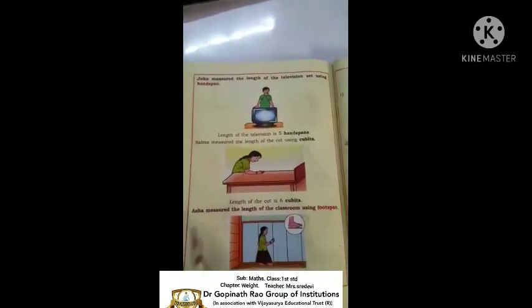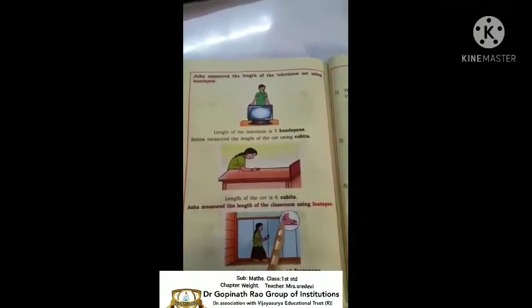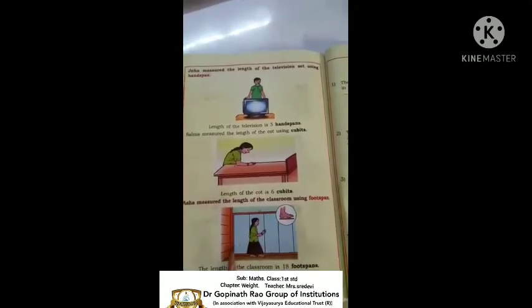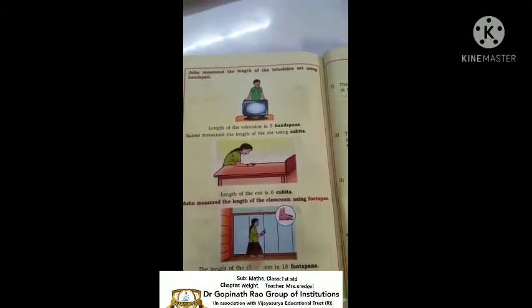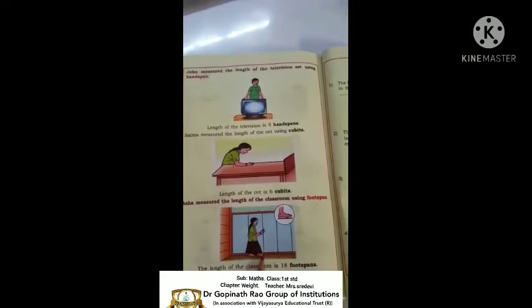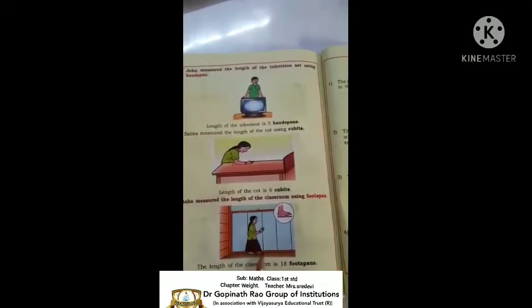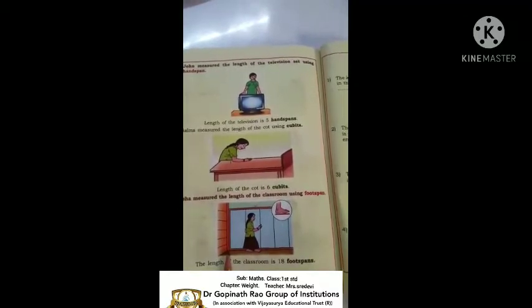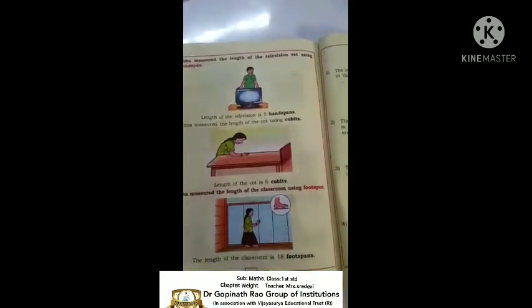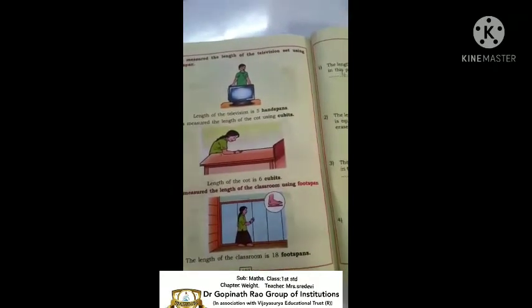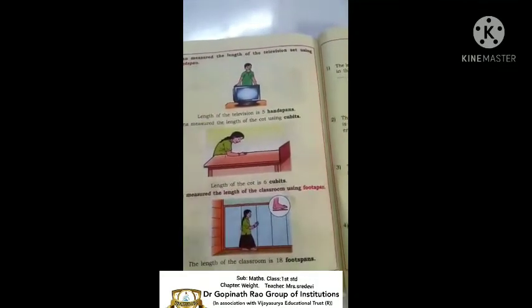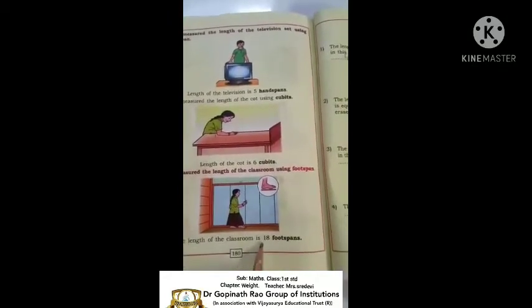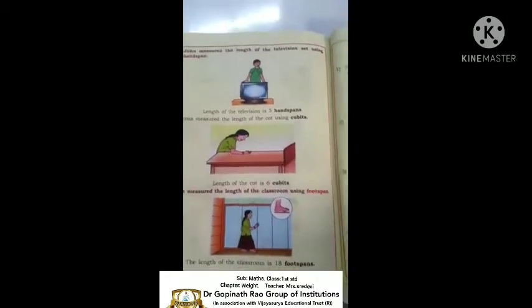Asha measured the length of a classroom using foot span. See, she measured the length of a classroom with the help of foot span. You all also measure, children, from your classroom door to the board, how much it is in foot spans. Whenever you go to school, you measure it and tell me. The length of the classroom is 18 foot spans.